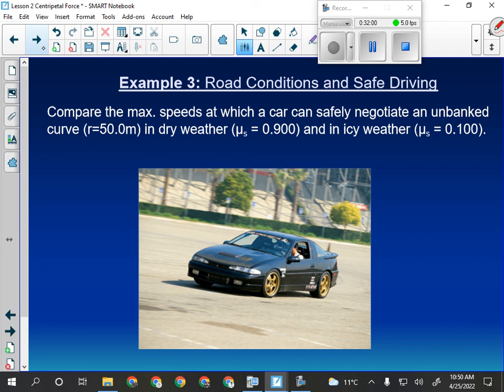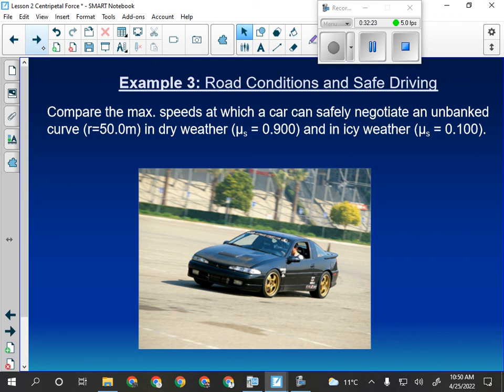Okay. So this is the Skidpad test. The Skidpad test is run by all auto manufacturers. It's how they can rate the cornering ability of any given vehicle. Cornering ability is a statistic that lots of people want, especially transportation safety boards and things like that.